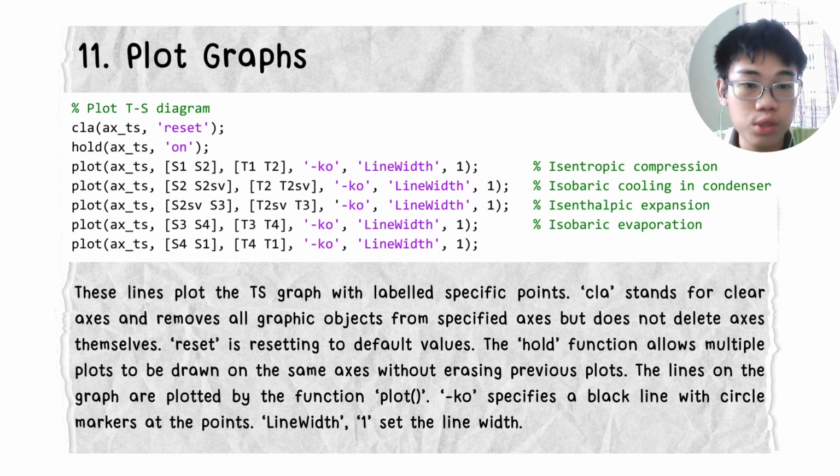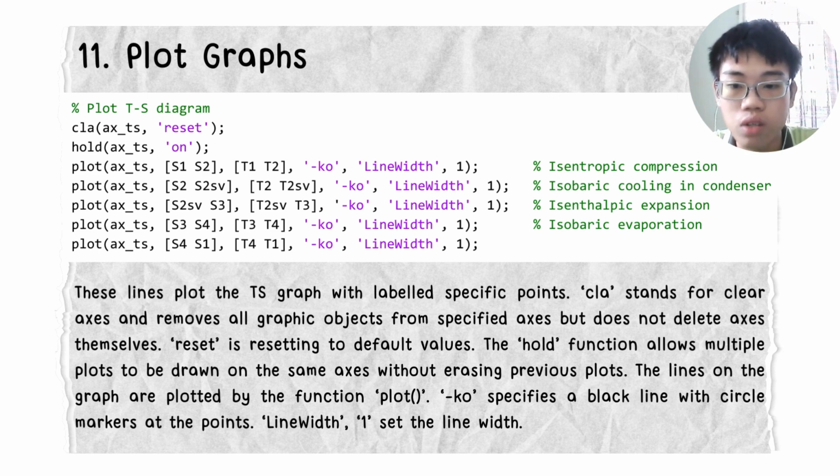After doing the calculation, we can now plot the graphs. The coding shown here is used to plot the graph. The CLA coding stands for clear axes, and removes all the graphical objects from the specific axes, but does not delete the axes themselves. The coding reset is resetting the default value. The hold function allows multiple plots to be drawn on the same axes without erasing previous plots.